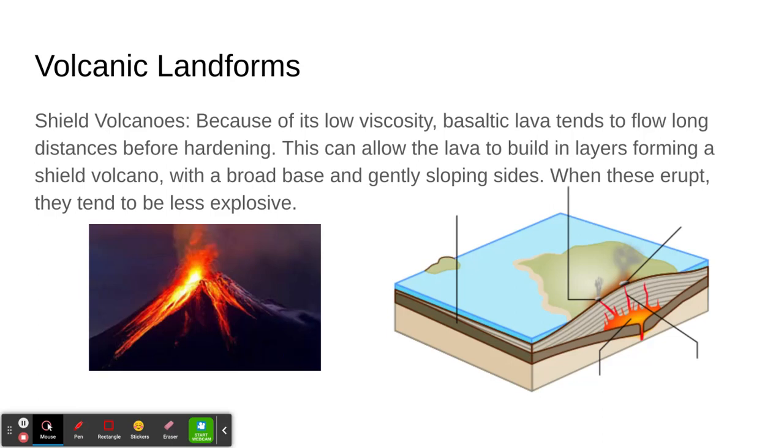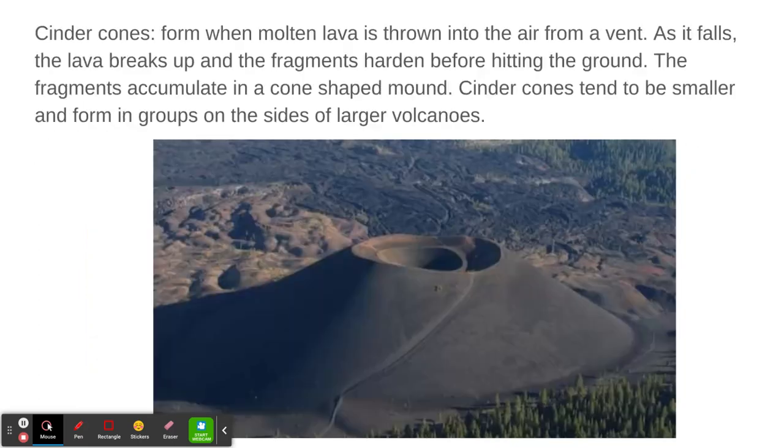The first kind of landform, as they mentioned in the National Geographic video, was the shield volcanoes. Shield volcanoes tend to form from basaltic lava. Remember that this is the least viscous lava, so it can flow a long distance before hardening. Layers of the lava build up one on top of another, and it ends up having gentle sloping sides and a really broad base. We'll take a look at some photos of this later.